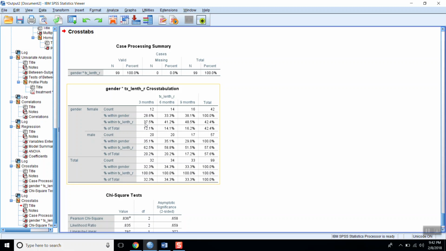Within the male group, the majority of males completed 3 months. That would be correct. So the majority of people in the 3-month length were males.